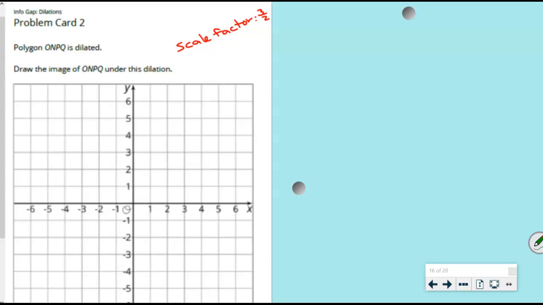Brian, the center of dilation, very good, great question. The center of dilation has coordinates negative 4, 0.